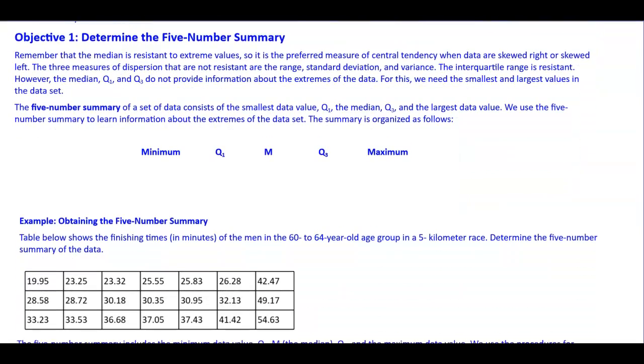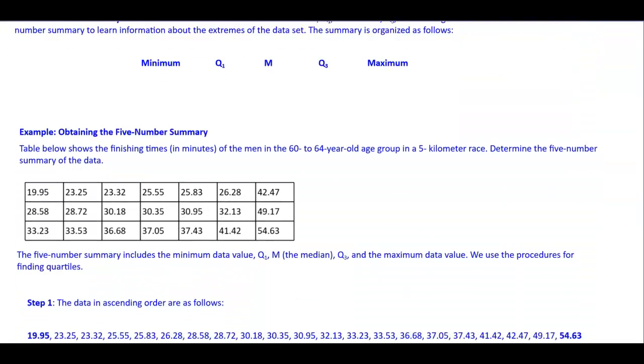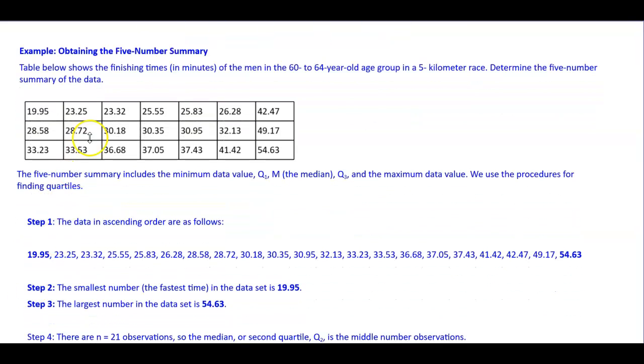Okay, now for this next example, we want to obtain the 5-number summary. The table below shows the finishing times in minutes of the men in the 60 to 64-year-old age group in a 5-kilometer race. Determine the 5-number summary of the data. The 5-number summary includes the minimum data value, Quartile 1, the median, Quartile 3, and the maximum data value. We use the procedures for finding quartiles.